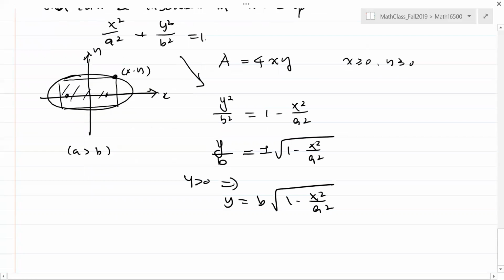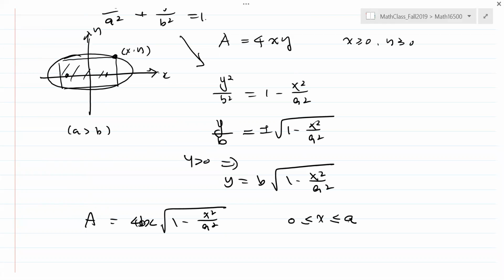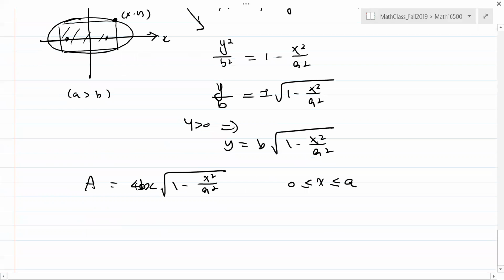All right, so now the area formula is going to be 4 times x, 4b, yeah, there's b here, and the square root of 1 minus x squared over a squared. So what is x? X is greater than or equal to 0. I think x cannot be larger than a. So that is the domain of the variable x. All right, so when x equals 0, area is 0. That's a special case. When x equals a, area is also 0. For x between 0 and a, we know a is positive. So the graph looks like that.